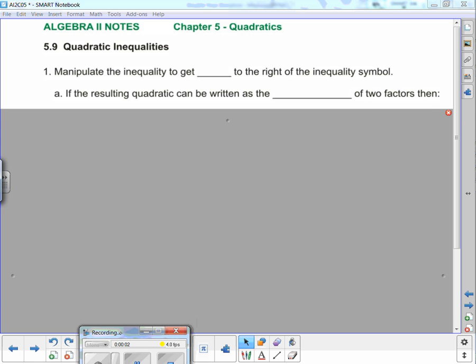Okay, so what we're looking at today is quadratic inequalities. Are they a little technical? Yes. Will they cause some students a little bit of issue? Yes, for two reasons. One, they're a little technical, and two, here go conjunctions and disjunctions again.